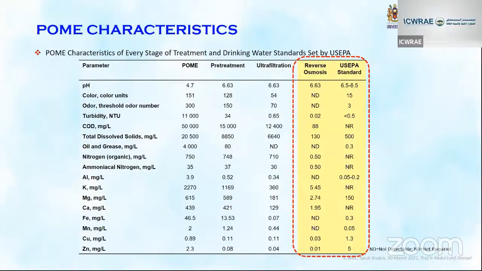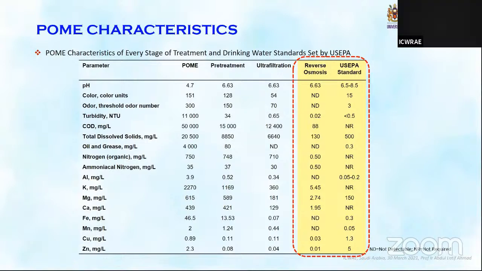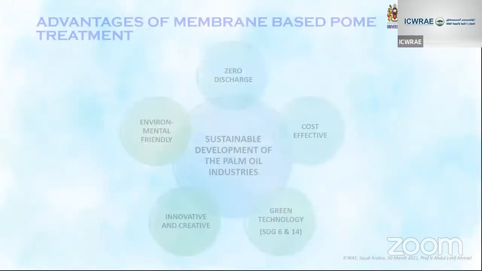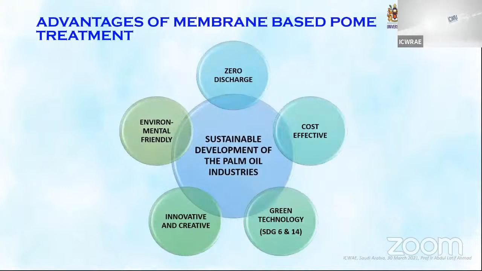So we can recover almost 85% of the water content in the effluent. You can imagine how much reduction of the wastewater discharged to the environment. And we can recover the water, reclaim it, and recycle it back to the internal usage of the mill. So by comparison, a lot of advantages.